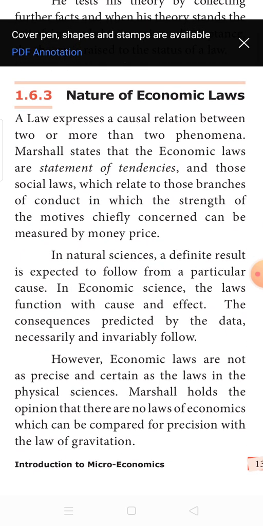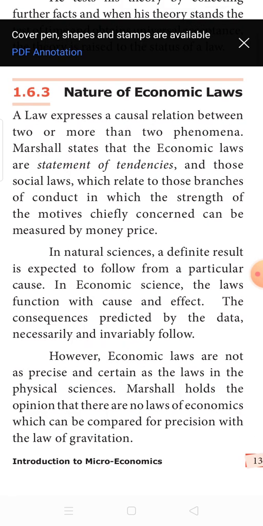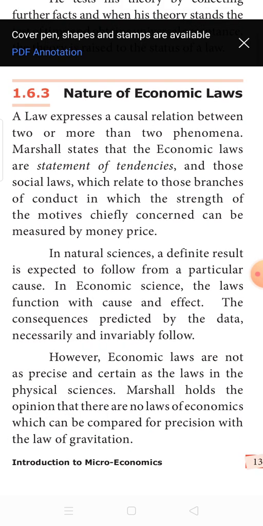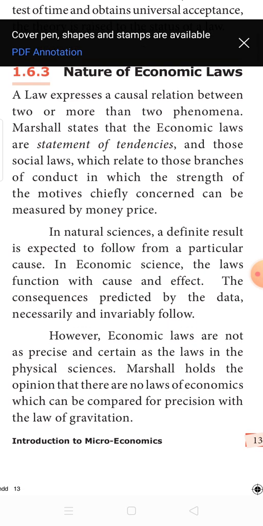Next, there are various laws which we learn in economics. What is the nature of the law? The law expresses a causal relationship between two or more variables. When we study two or more variables, there is a cause and effect analysis. Here a very simple example, the previous example itself you can take. Just because price has increased, what is the effect of that? A reduction in the quantity demanded.